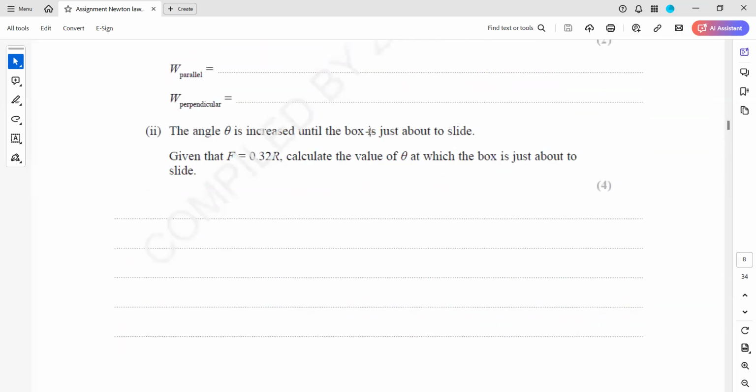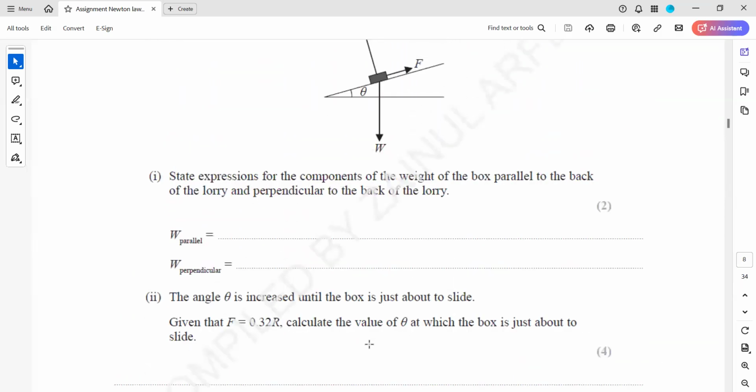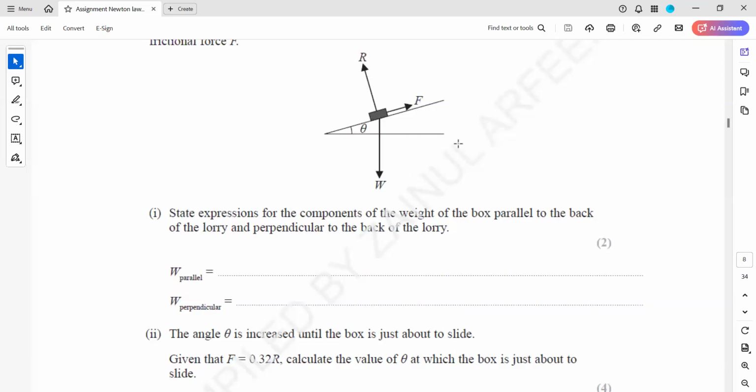Now the angle is increased until the box is just about to slide. F is 0.32 R. Calculate the value of theta at which the box is just about to slide. So the value of F is given. We have the two components of the weight. One is W cosine theta, another one is W sine theta.